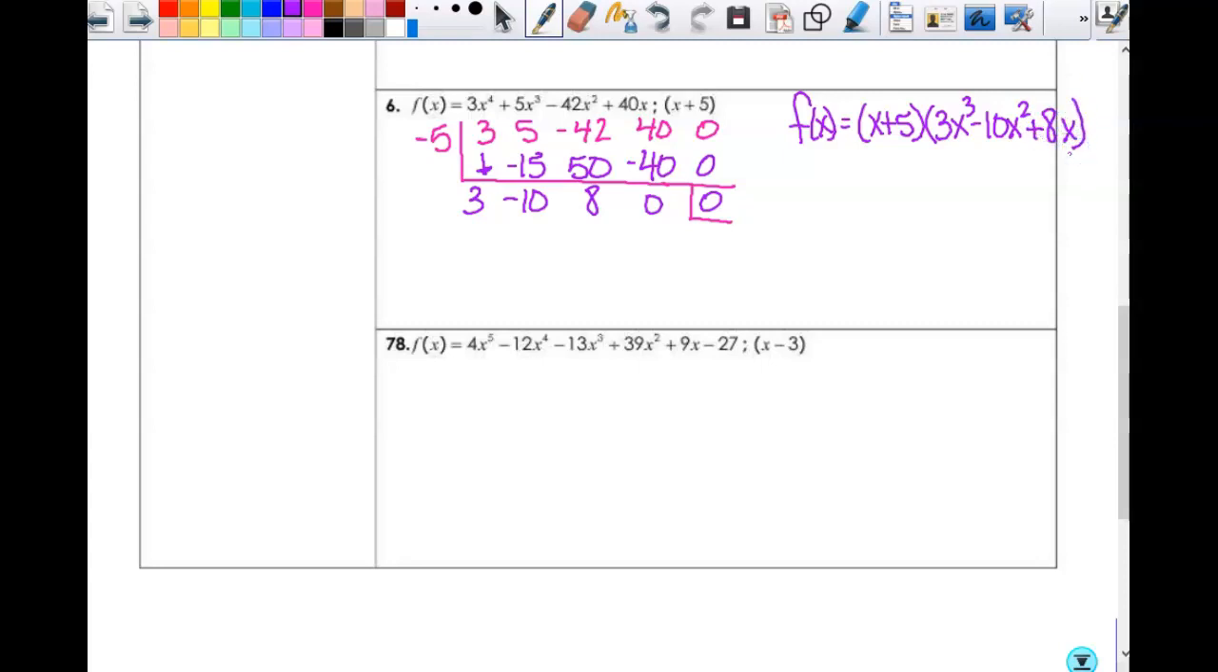Okay. Then what can I factor out of this second part? X. It's going to be x times x plus 5 times 3x squared minus 10x plus 8. All right, so then you factor that last trinomial on your own.